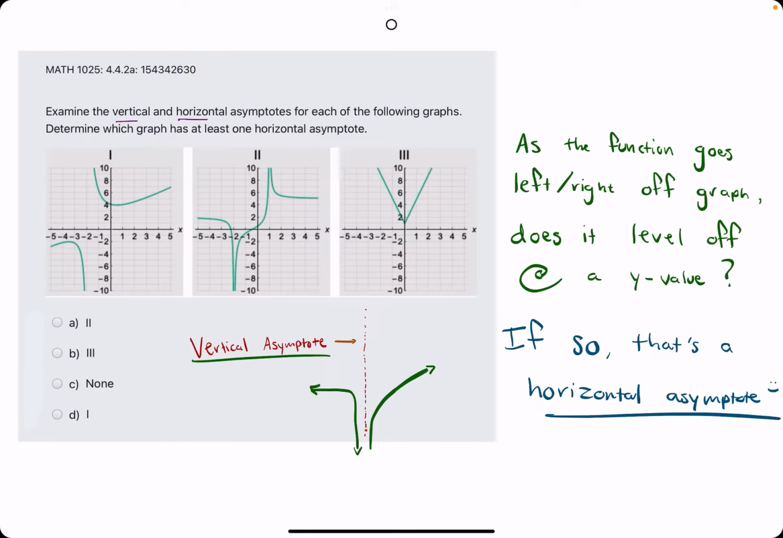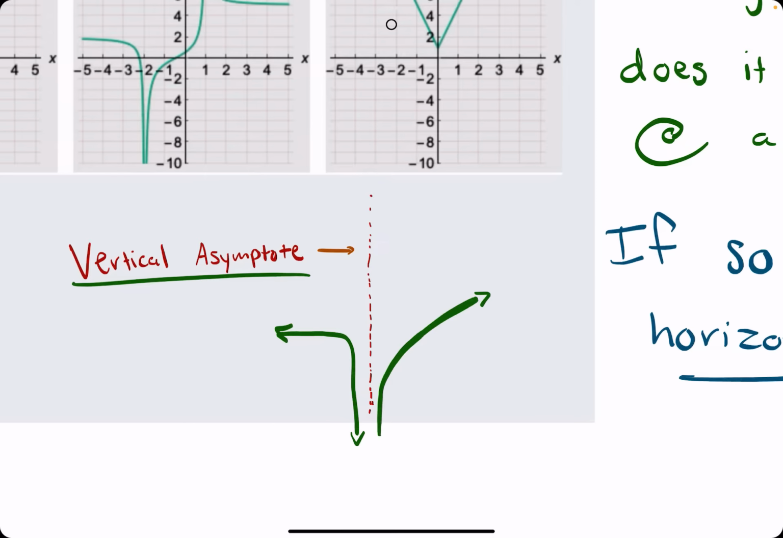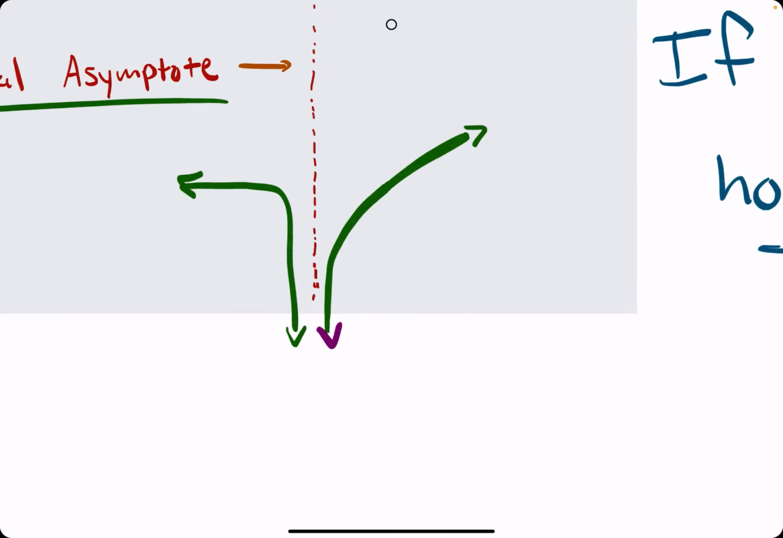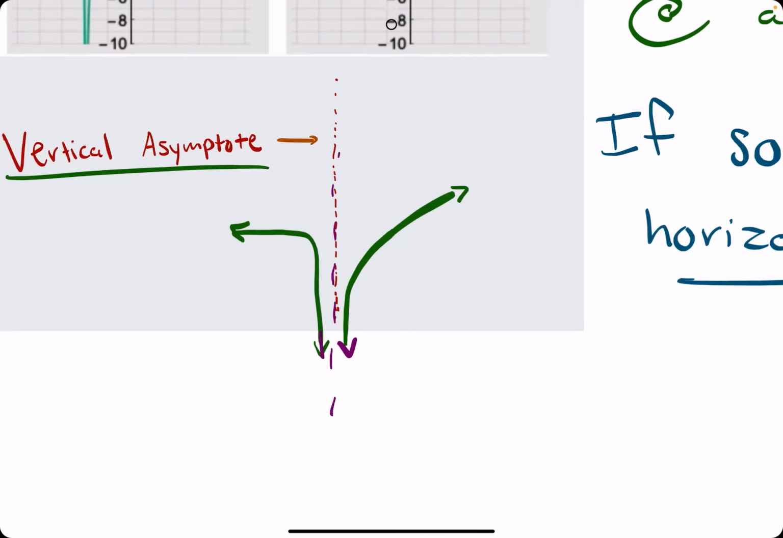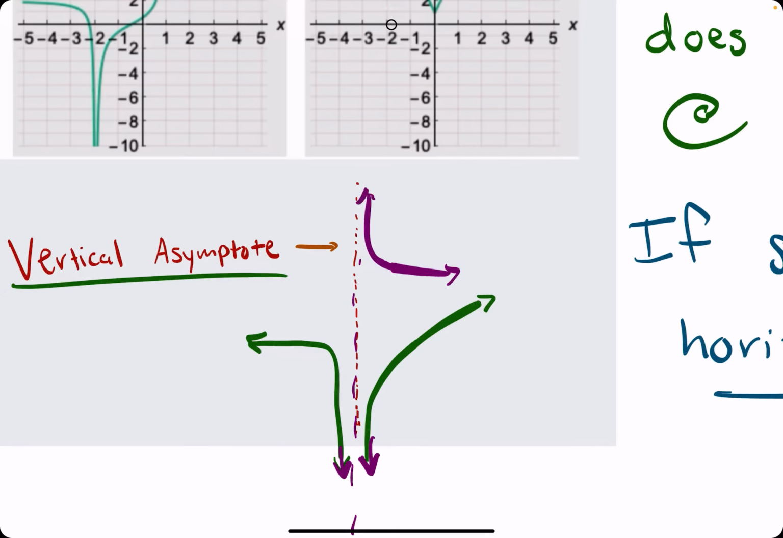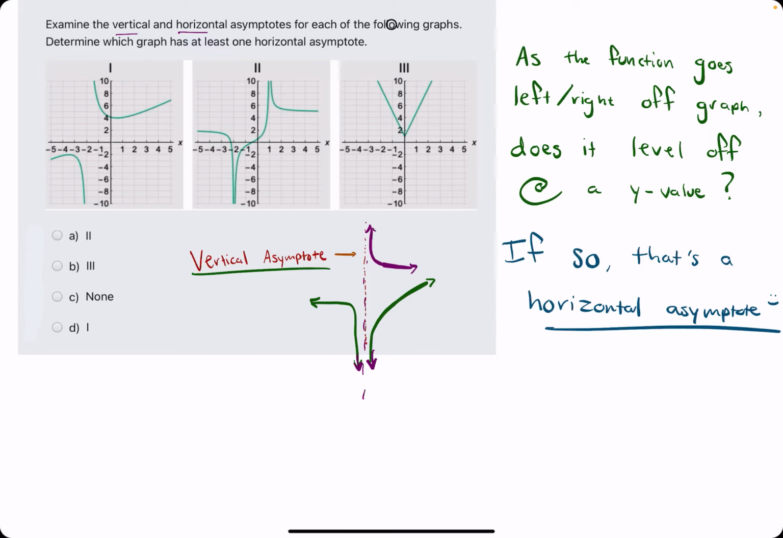Okay. Shifting gears a little bit, they ask us to examine the vertical and horizontal asymptotes for each of the following graphs. Just as a brief review, a vertical asymptote is basically where the graph is split up. It's a discontinuous x value for which the function goes up or down vertically, or it could come down from the top and do something like that. But basically, that's what we're looking for with vertical asymptotes. It's a split in the graph.